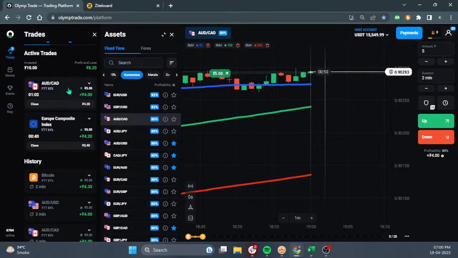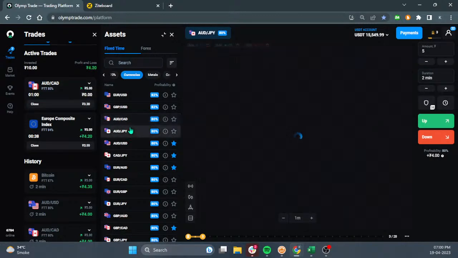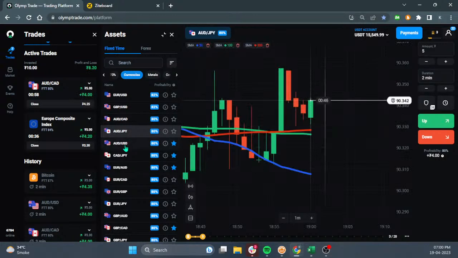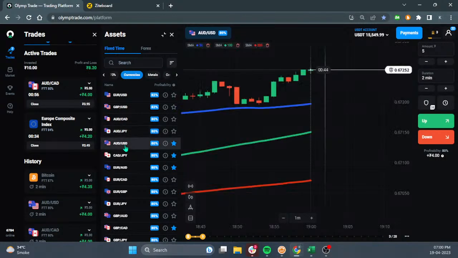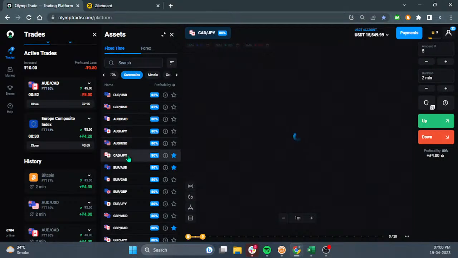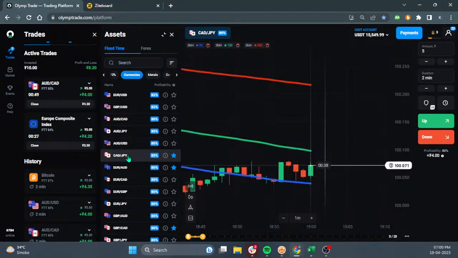Oh, this is a trade which I've opened right now. We have no signal over here, so we'll remove this one. Let's see how this one goes because we might get a good signal from here to trade. It's about to touch SMA 100 and we can open a down trade if that happens.